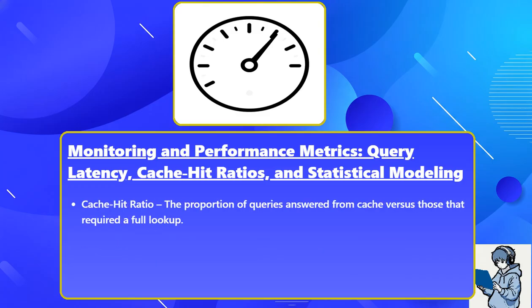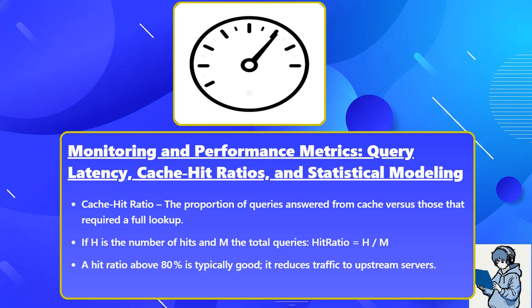Cache hit ratio: the proportion of queries answered from cache versus those that required a full lookup. If H is the number of hits and M the total queries, hit ratio equals H divided by M. A hit ratio above 80% is typically good. It reduces traffic to upstream servers.